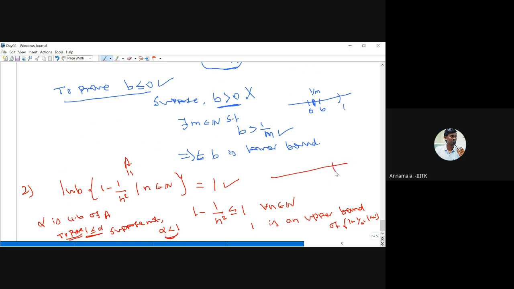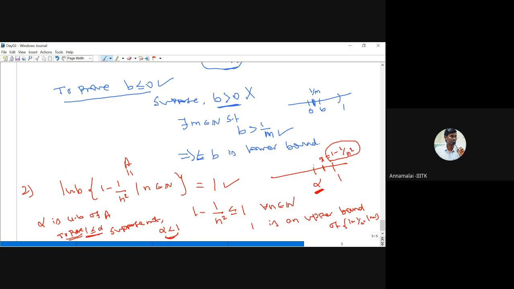Suppose 1 is here and alpha is here. It is possible to find an element x from this A. So this x is of the form 1 minus 1 by n square for some n. If we found such an element between alpha and 1, then we get a contradiction. Why? Because alpha is an upper bound, therefore every element of A should be less than or equal to alpha. But here we found one element bigger than alpha. Therefore we get a contradiction, and so 1 is less than or equal to alpha.